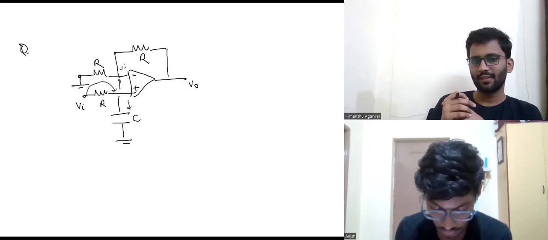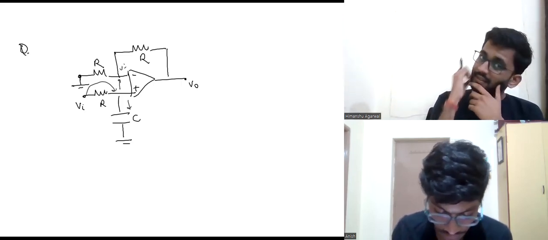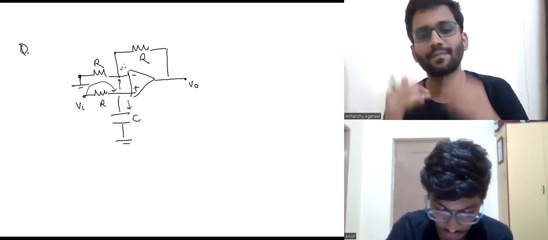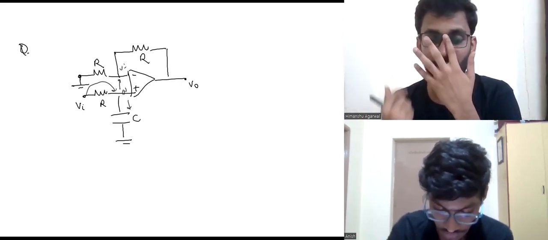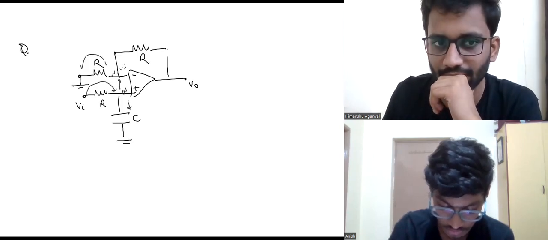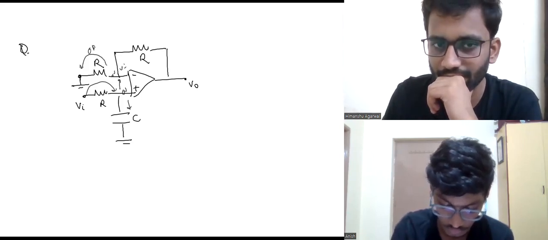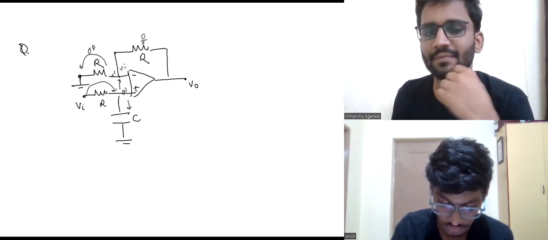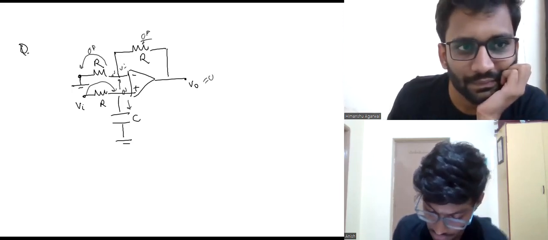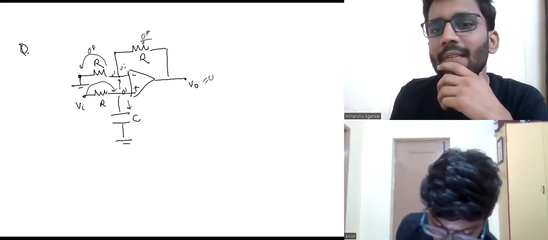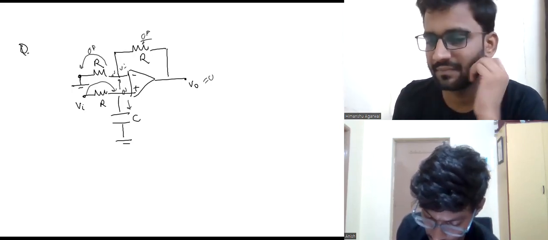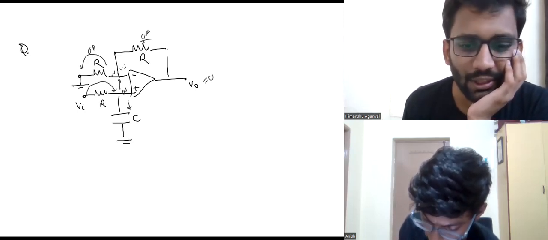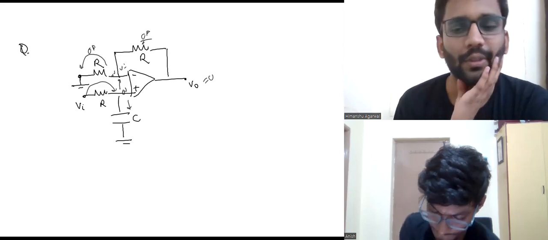Now for infinity, for S equals infinity, this cap will go in short circuit. So this inverting terminal will come to 0 volts, so the current through this is 0 amps. 0 amps will be flowing through here, so VO will be equal to 0. So at infinite frequency we're getting 0 gain, and at 0 DC frequency we're getting finite gain. So it will be a low pass filter.